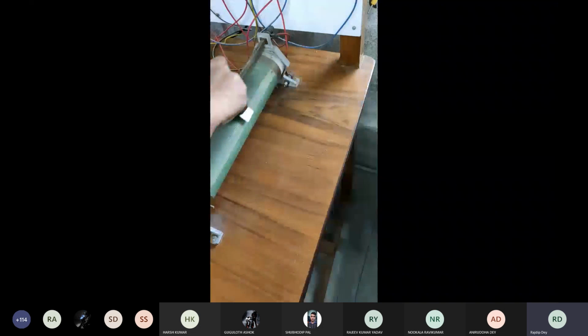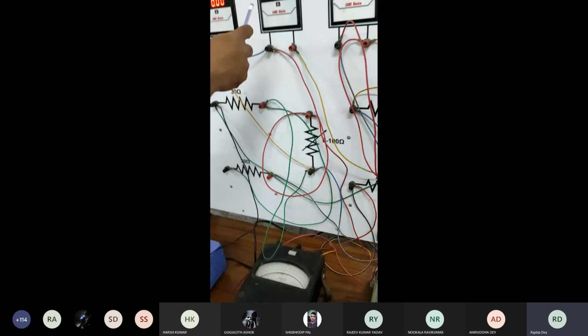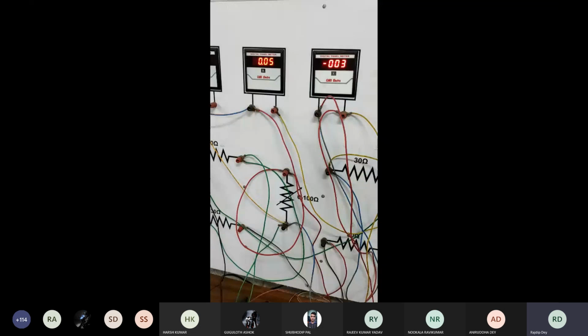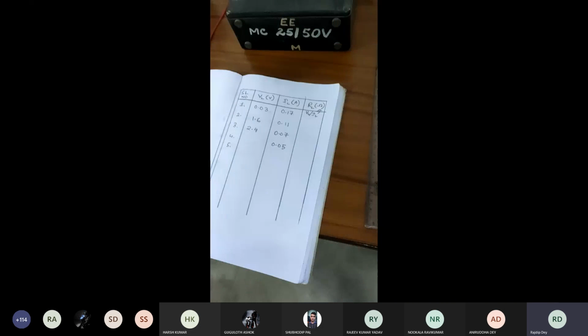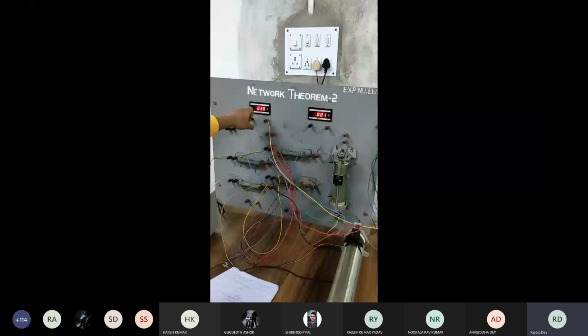Now we'll take another reading like this, and we can see now our current is 0.05 ampere, and our voltage is near about 3 volt. So we'll write that down. This will be 3 volt.